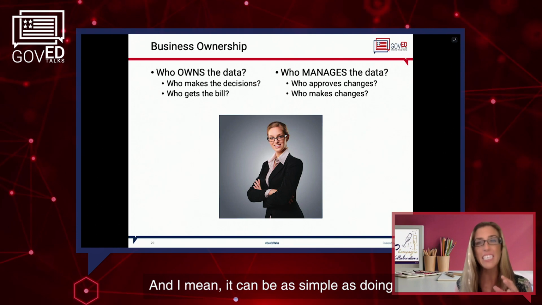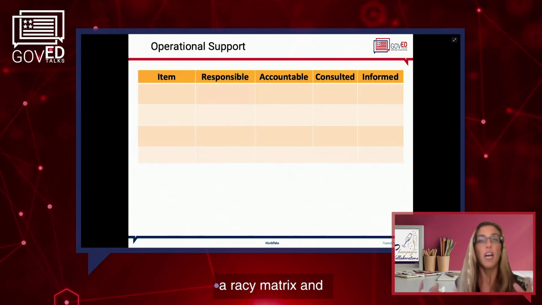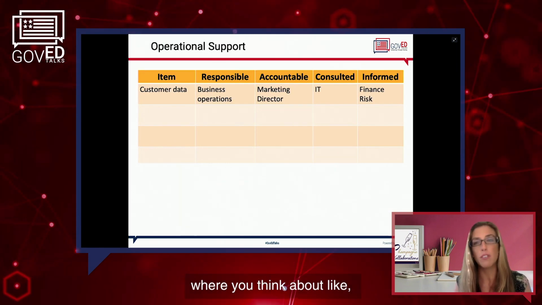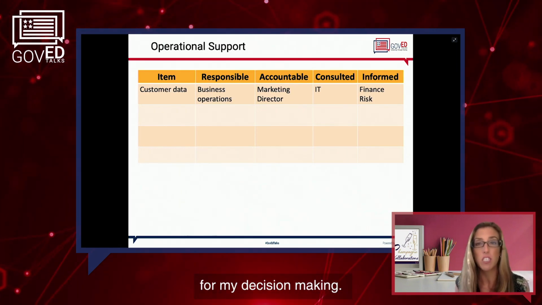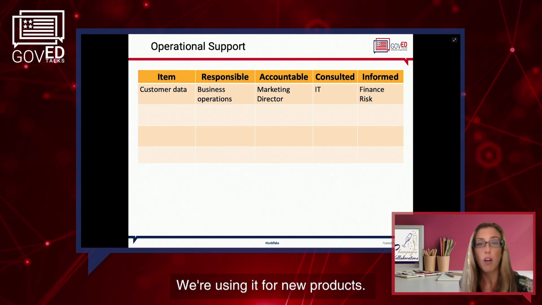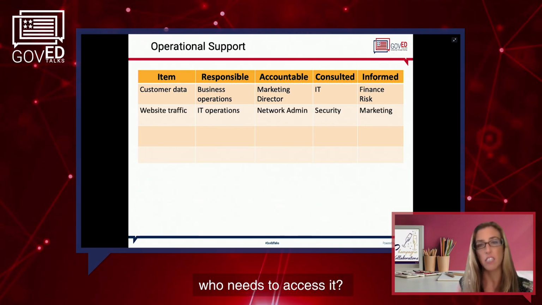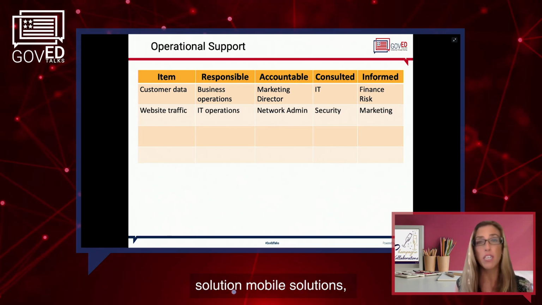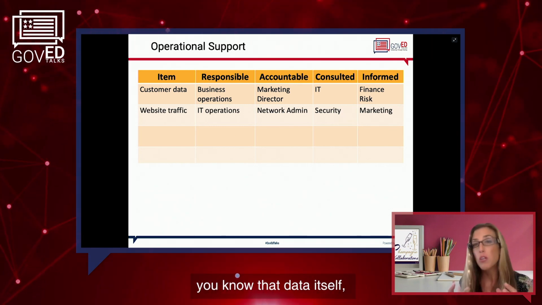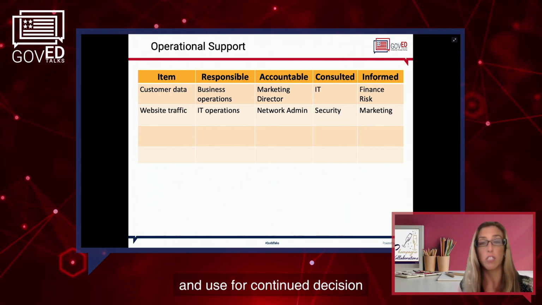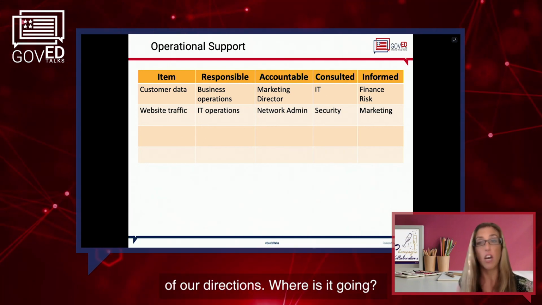And I mean, guys, it can be as simple as doing a RACI matrix, an operational support model, where you think about, like, I'm using customer data for my decision making. We're using it for new products. Who is actually owning and using that versus who needs to access it? If we're looking at website solutions, mobile solutions, that data itself we're going to leverage and use for continued decision making of our products, of our directions.